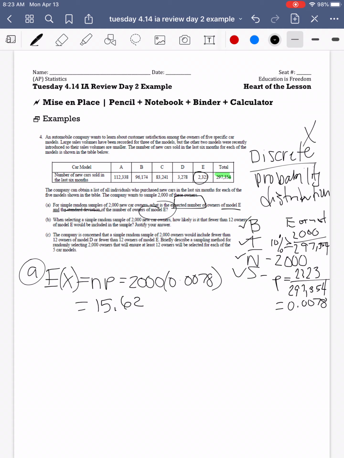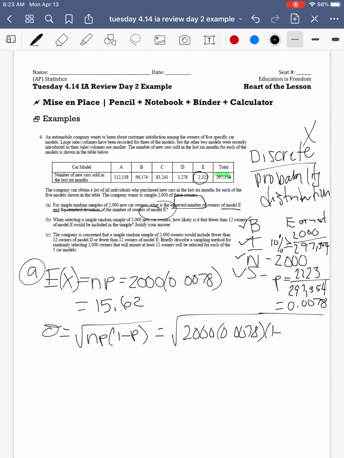And then for the standard deviation, we would say the square root of n times p times 1 minus p. So that is going to be the square root of 2,000 times 0.0078 times 1 minus 0.0078. And that is going to be equal to 3.94. Okay, so we've completed part A here.